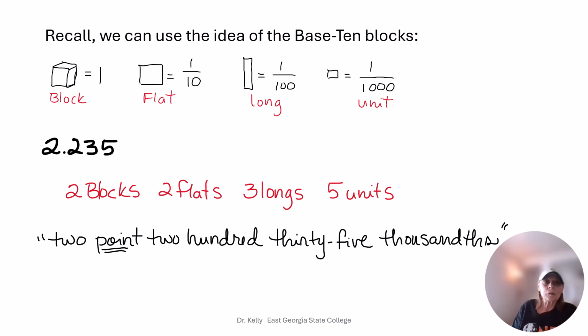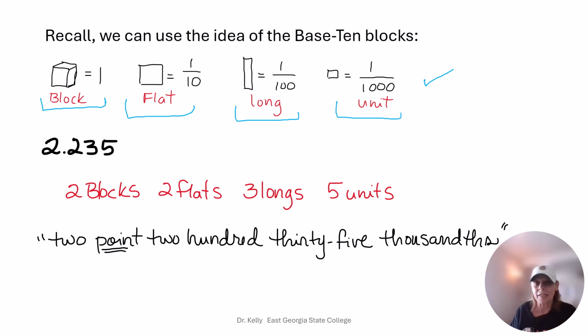So we're going to use some base 10 blocks and take a look at this number, 2.235. Now notice that I have described what everything is going to equal. The block is going to equal 1. The flat is equal to the tenths place. The long is equal to the hundredths place, and the unit is equal to the thousandths place.